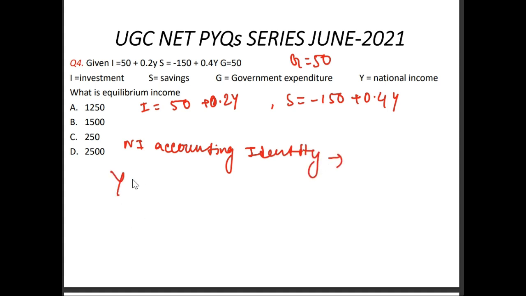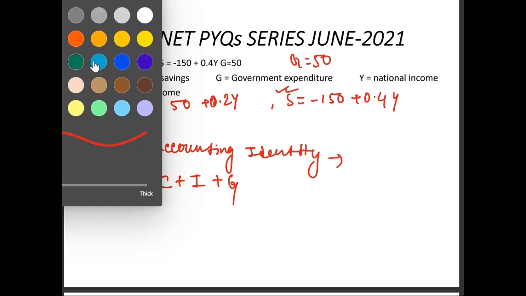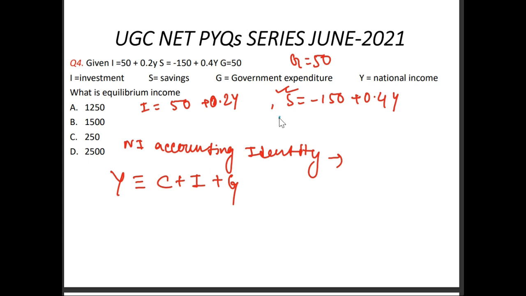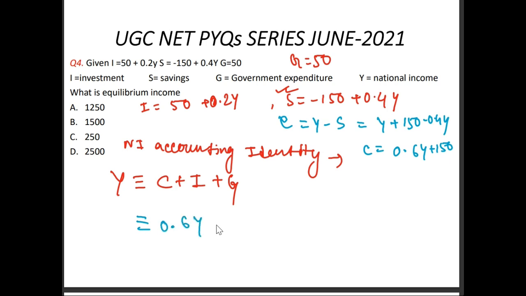What is the national income accounting identity? Income is equivalent to consumption plus investment plus government expenditure. Here investment and government expenditure are given, but instead of consumption there is a savings function. Now how can we derive the consumption function? We know that consumption is equal to income minus savings, that is, income plus 150 minus 0.4y. So C is equal to 0.6y plus 150.